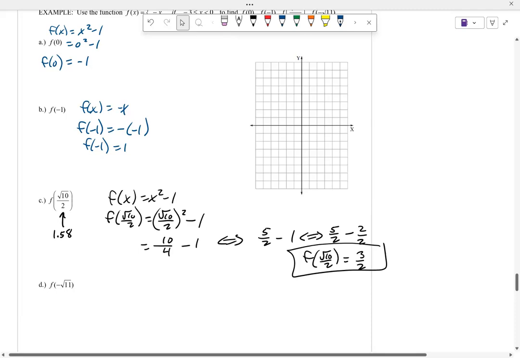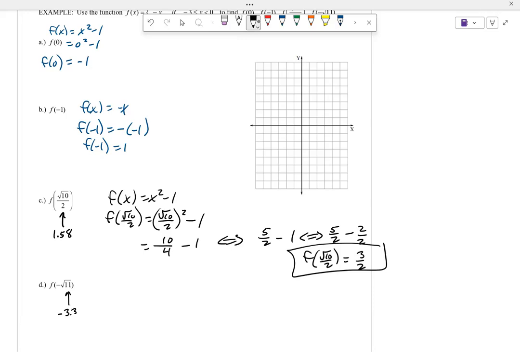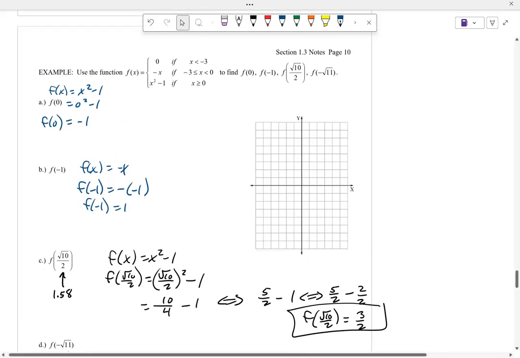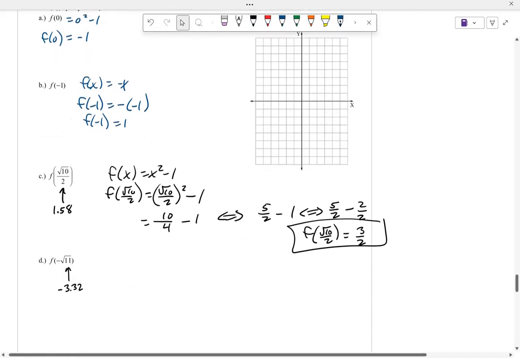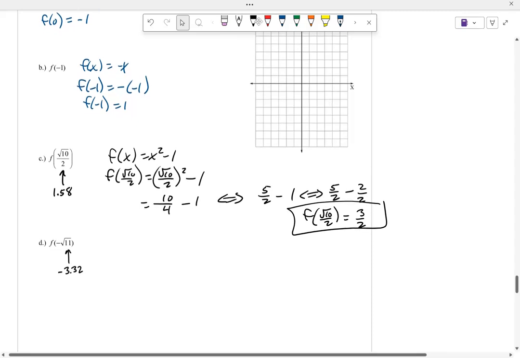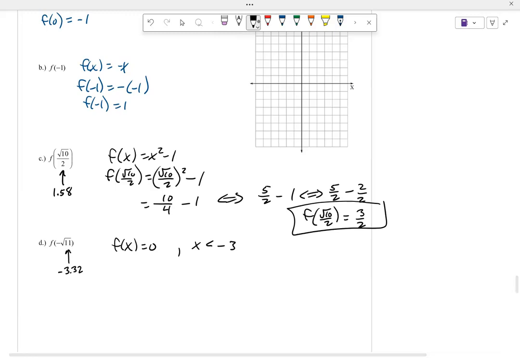Negative square root of 11. Well, square root of 11, that's between square root of 9 and square root of 16. So this is negative 3 point something. In fact, if you plugged it in, it'd be negative 3.32, I believe. So you want to go back up here. You say, well, negative 3.32, that's less than negative 3. So I want to use that one, f of x equals 0, whenever x is less than negative 3. So f of negative root 11, there's nowhere to plug it in. It's just automatically 0 on that one.